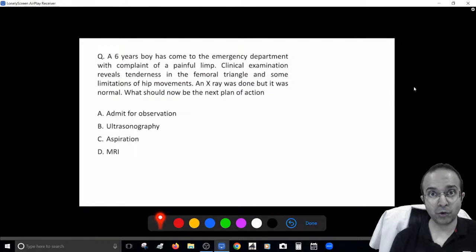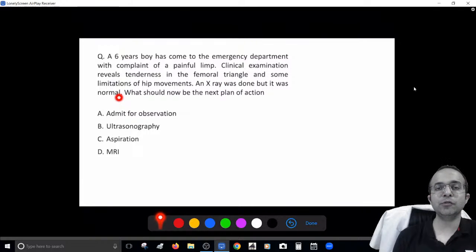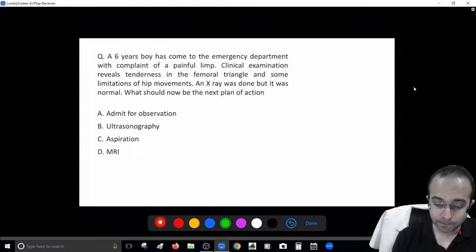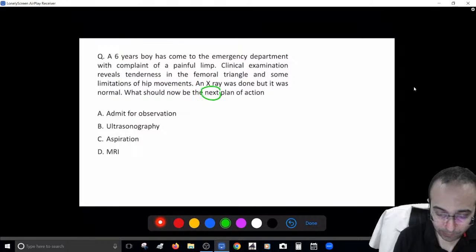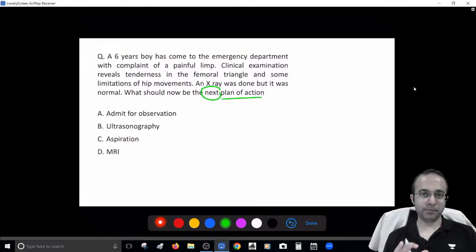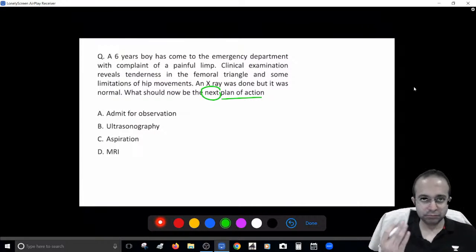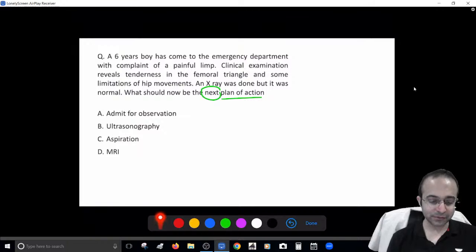So that means something was wrong with the hip in this child. You got an X-ray done, but somehow it did not really give you much information. It was just normal. So now what should be your next plan of action? What should be the next step? It's the middle of the night, so just admit the child. We'll think, admit for observation.